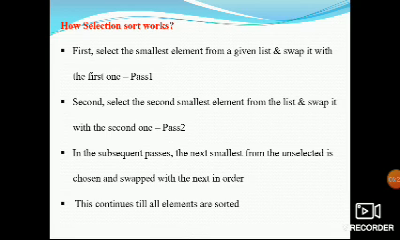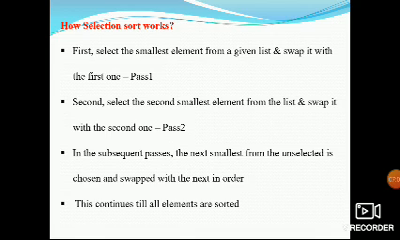First, select the smallest element from the given list and swap it with the first one. Which is the smallest element in the given list, we don't know, so first we have to search. While writing we can know it, but the computer has to do it. How? First select the smallest element from the given list and swap it with the first one, that is pass one. Next, select the second smallest element from the list and swap it with the second one, that is pass two.